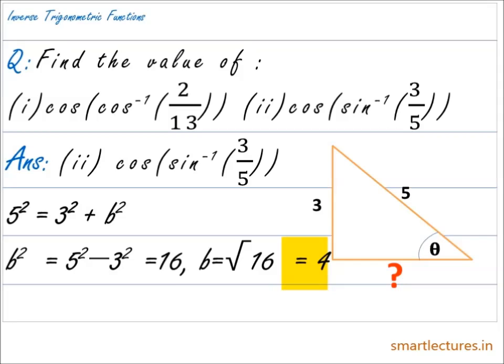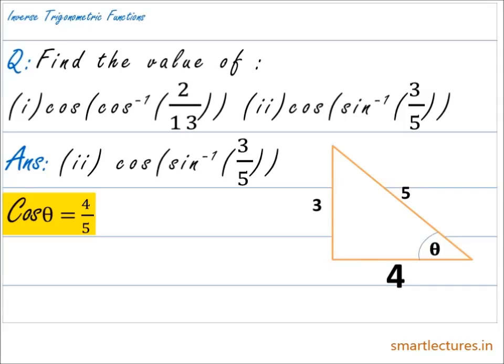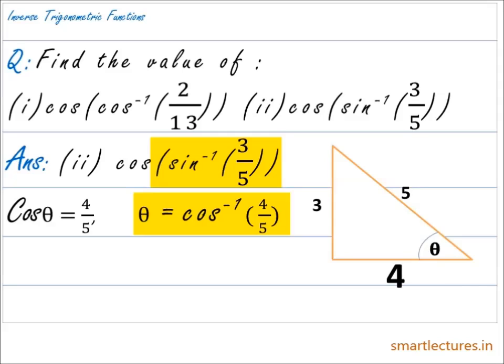And cos theta is equal to base upon hypotenuse. So here cos theta is equal to 4 upon 5 and theta is equal to cos inverse 4 upon 5. And this is the same right angle triangle in which the sine is equal to 3 upon 5. So the angle theta is the same both for sine inverse 3 upon 5 and for cos inverse 4 upon 5. That means sine inverse 3 upon 5 is equal to cos inverse 4 upon 5. So in place of sine inverse 3 upon 5, we can write cos inverse 4 upon 5.